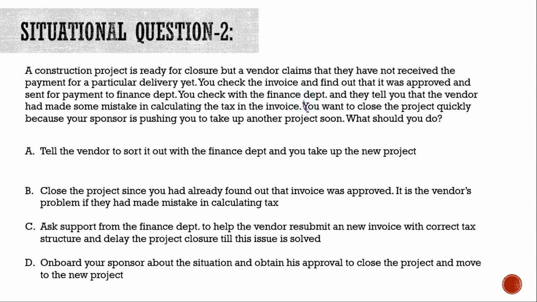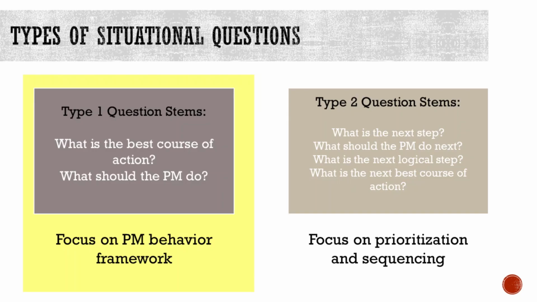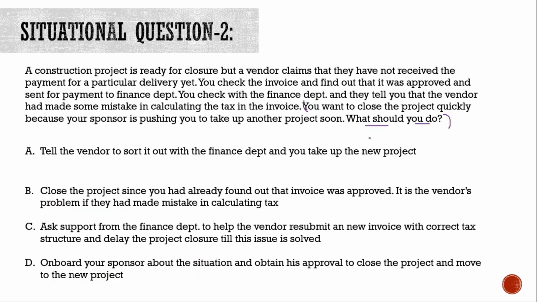Now if you see the stem here, it states that what should you do as a project manager, right? So it is a type 1 question. So we will use the ideal project manager framework to solve this question. We will move on to step 3 and now start analyzing every option and retain it until and unless we find a strong reason to reject it.